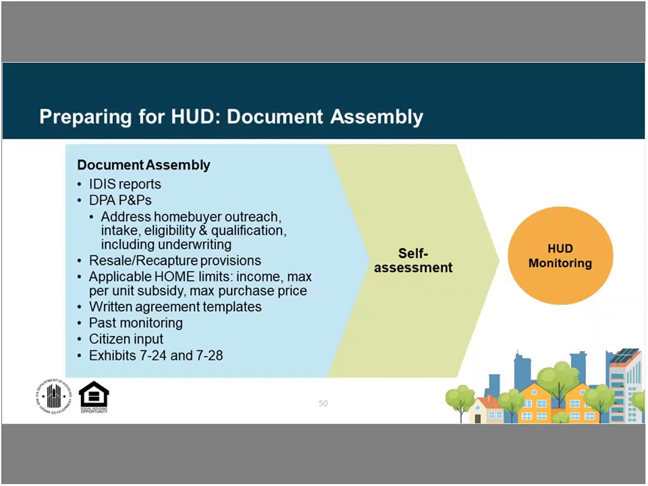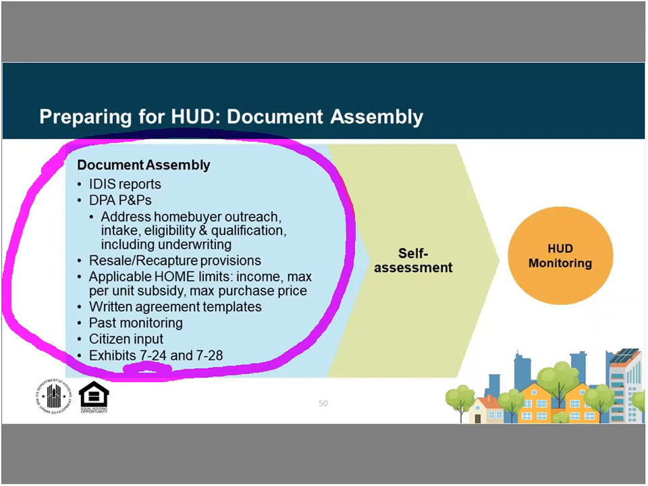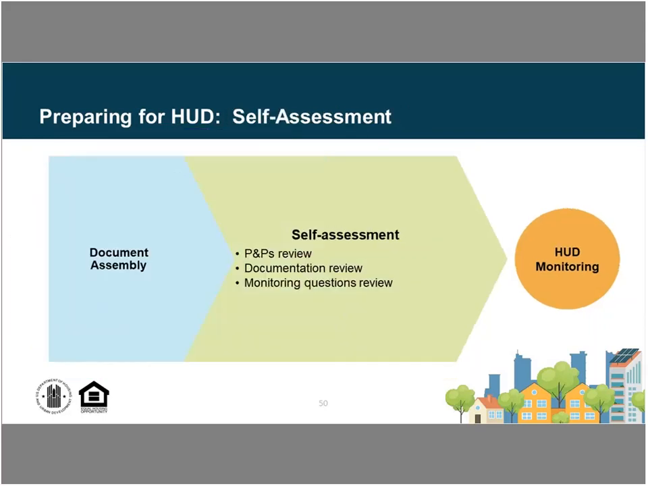And then this Exhibit 7-24, we've mentioned this a number of times, this is the HOME pre-monitoring checklist. This is what HUD's going to use to start to get ready before they come to visit. And this document assembly list, these all came from 7-24. So we've already given you a head start on that.